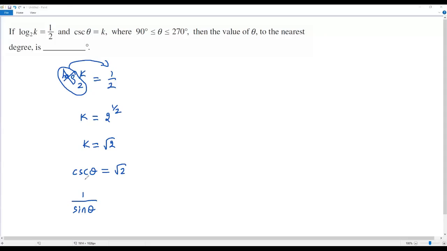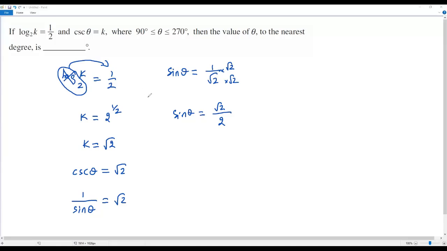Since cosecant is the reciprocal ratio of sine, for cosecant we can write 1 over sine, and we have the square root of 2. Now I have to solve for sine theta, so I take the reciprocal on both sides. The reciprocal of 1 over sine theta is just sine theta, and the reciprocal of the square root of 2 is 1 over the square root of 2. To rationalize the denominator, I multiply both numerator and denominator by the square root of 2. So sine theta equals 1 times the square root of 2, which is the square root of 2, over the square root of 2 times the square root of 2, which is just 2. Now I got the value of sine theta.